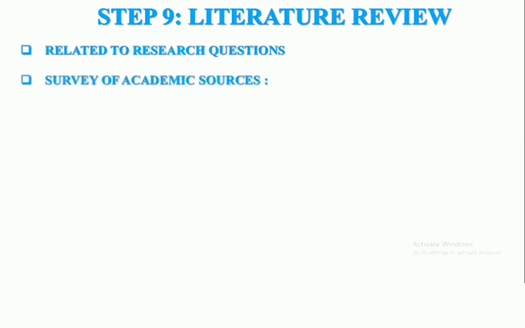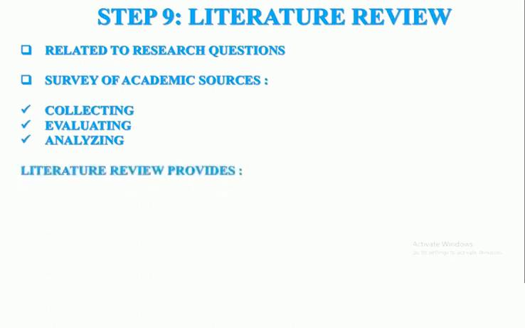So moving to our step number 9, which is literature review. It should be related to your search questions. Number 2, it should be a survey of academic sources, which are, number 1, collecting from different search papers, evaluating, then analyzing what you have collected and evaluated. After analyzing, you can write your literature review.